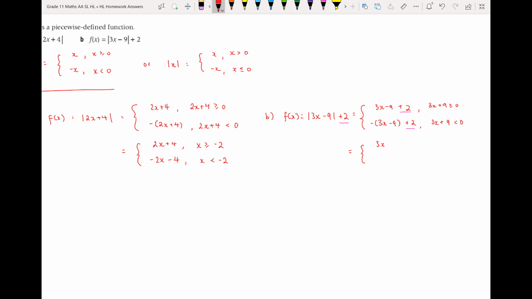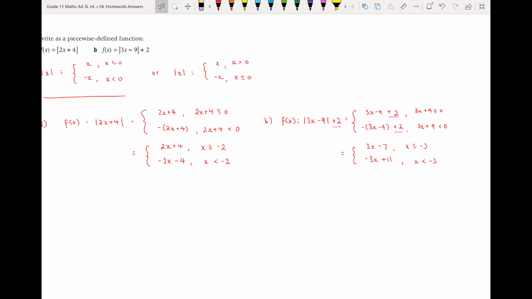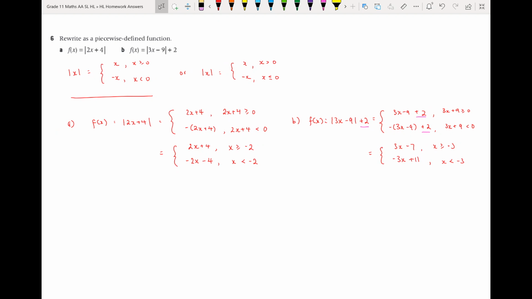So let's combine some terms. This will be when x is greater than or equal to negative 9 over 3, which is negative 3. And this will be plus 9 plus 2, so this becomes plus 11 altogether. And then we have the other piece when x is less than negative 3. Okay, so that's how we can write this into piecewise functions. And from that, we can use it to graph. That's really the reason why we want to do it this way.